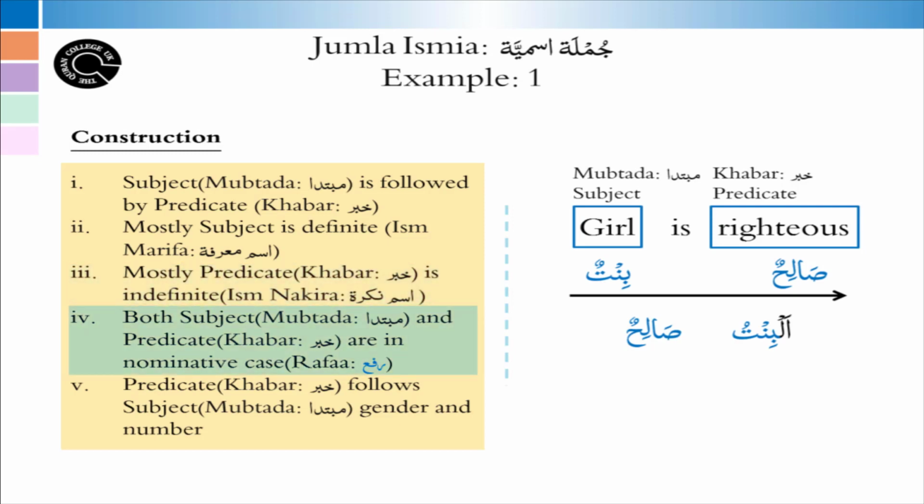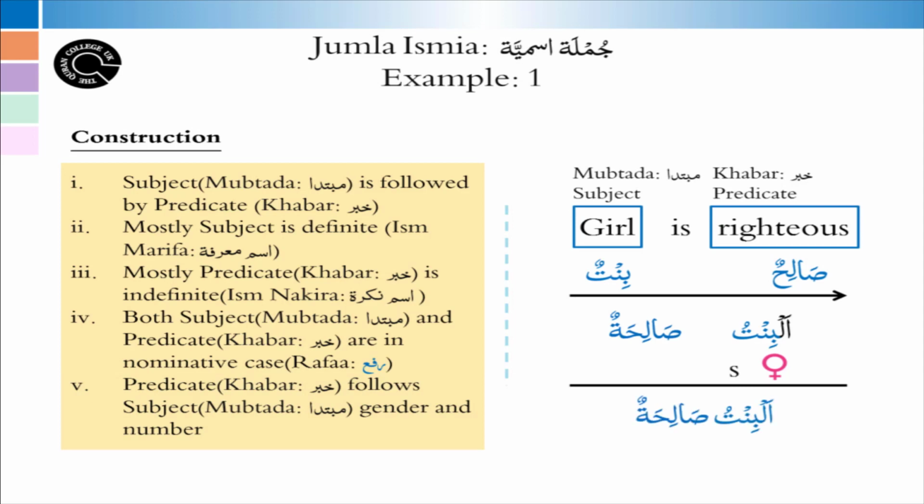Rule 4. Both should be in rafa case. Nothing will change because they already are in rafa case. Rule number 5. The predicate should follow the gender and number of the subject. Let's find out the gender and the number of the subject al-bintu. Al-bintu is feminine, it is singular. Therefore, the predicate salihun should be changed to feminine and singular. The feminine of salihun is salihatun and it is already singular, so there is no change in number. The final sentence will then become al-bintu salihatun.